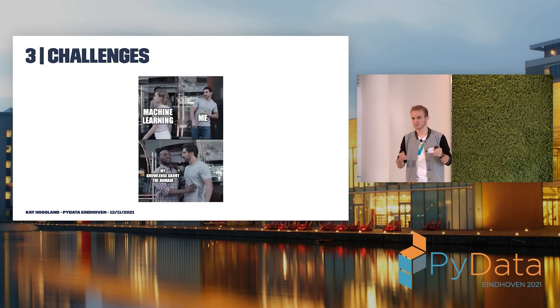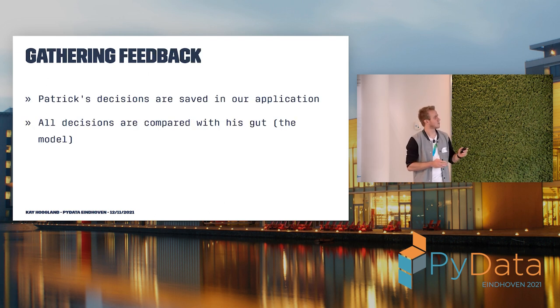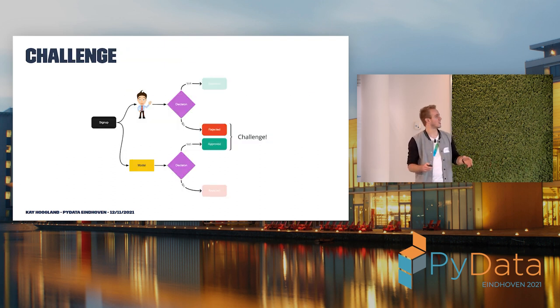Then we also have challenges. We want to continuously learn from our stakeholders. We model their behavior. So to improve on that modeling, we introduce challenges. And those work like this. We want to gather feedback. Patrick's decisions are all saved in our application, and all decisions are then compared to his gut. So if he's not consistent, because we trained a model on his decision making, then we know how that works. It is like this: there's a sign up, Patrick makes a decision, he decides to reject someone, but the model also makes a decision, the model decides to approve someone, and then we create a challenge.